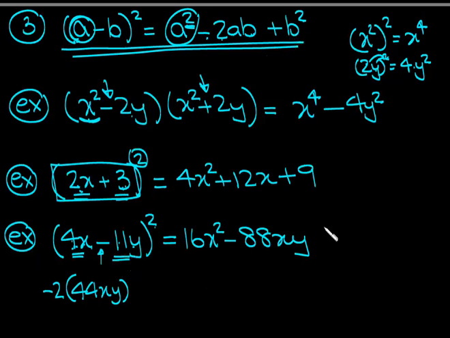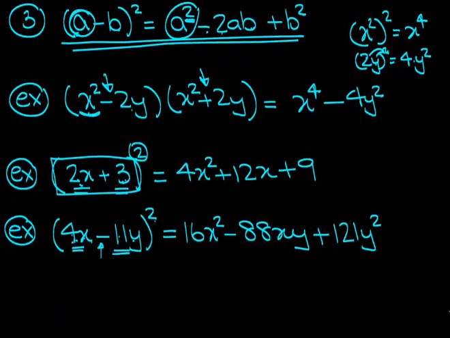What is the square of 11y? 11y times 11y is what? 121y squared, because that's what 11 times 11 is. Okay? So there's the answer to that problem. It's the last example of this. And the more examples you work through, the easier it'll get. Okay? So let's just do this one.